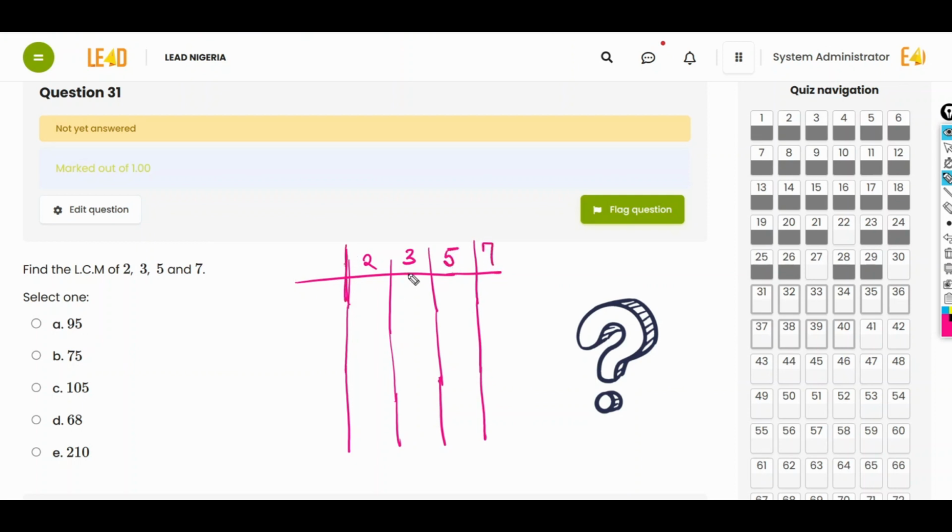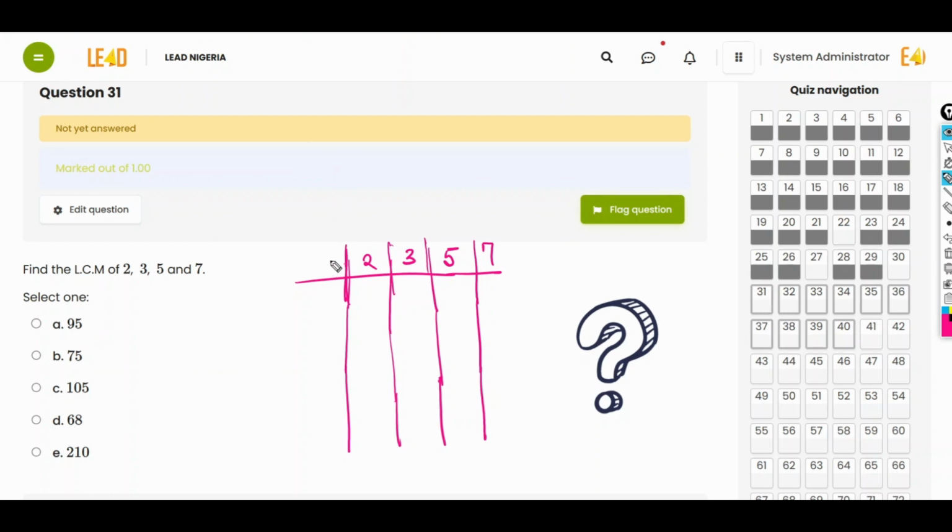Okay, so if you think about it, the LCM of this would just have to be the product of all of them, because they are all prime numbers. That means you can't find anything that can divide more than one of them.